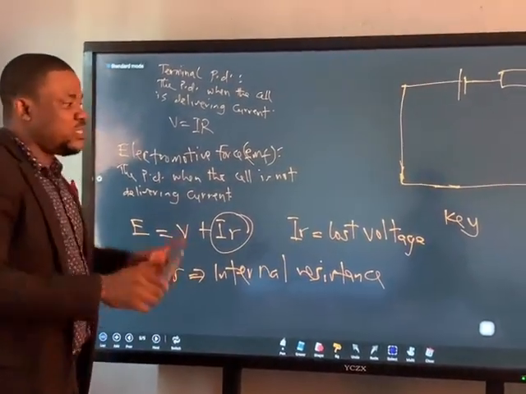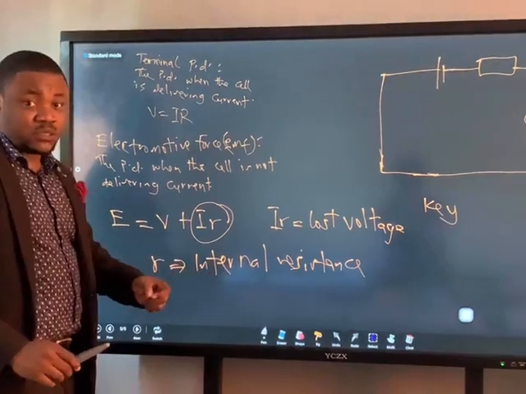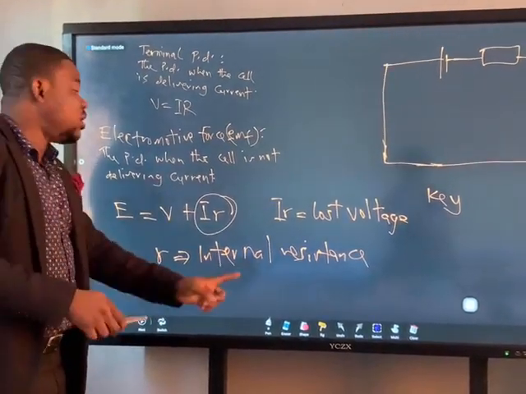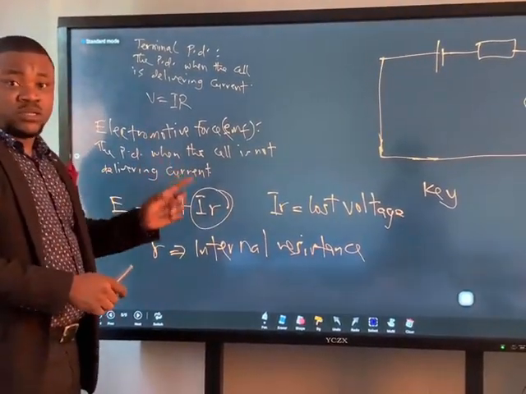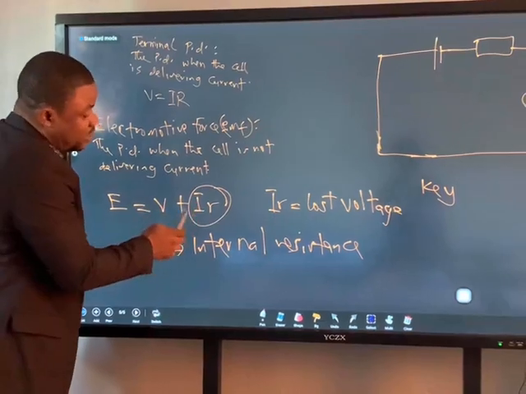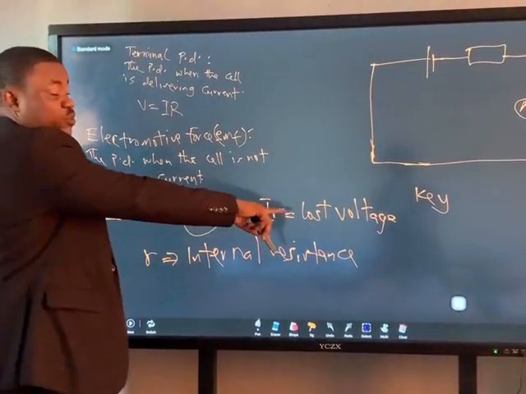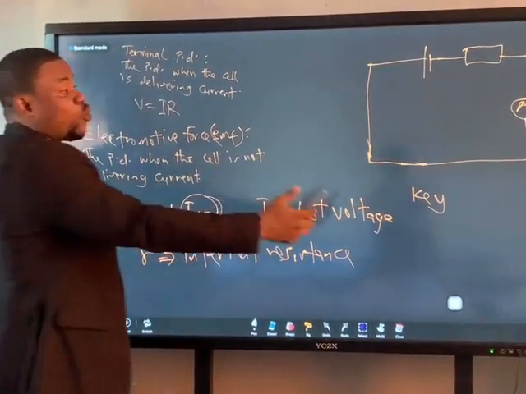So we can imagine it to be wasted effort, in a sense. But without that effort, the cell will not power the system, or power the circuit. So this internal resistance times the current will give you what's referred to as the lost voltage, since it's not delivered to the circuit.